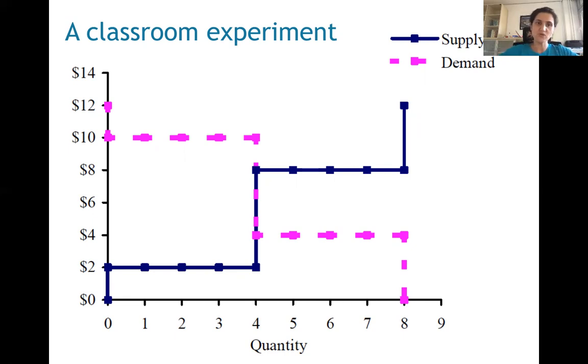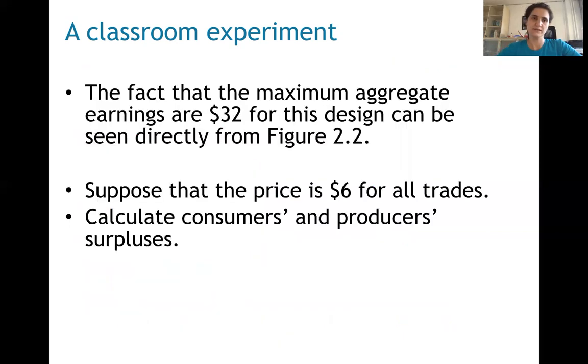As you can see, only high value buyers and low cost sellers would be involved in the trade. The guys on the right wouldn't be involved in the trade. And you can calculate the consumer surplus and producer surplus here. So you're going to calculate the area of this rectangle. 10 minus 2 times 4 is the total welfare. So this is 32.